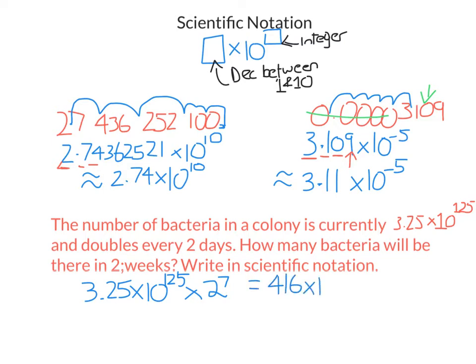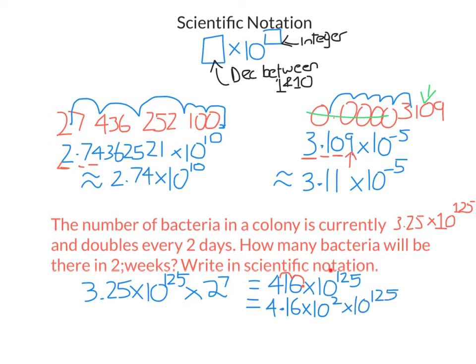So 416 times 10 to the power of 125, to put it in scientific notation, this needs to be a number between 1 and 10. So how am I going to fix that up? I can't just put this on my calculator because the number's too big. What I'm going to do is write this number in scientific notation. So 416 in scientific notation is 4.16 times 10 to the power of 2. It's to the power of 2 because I would have started with a decimal point here and moved 2 spots. I still have the 10 to the power of 125.